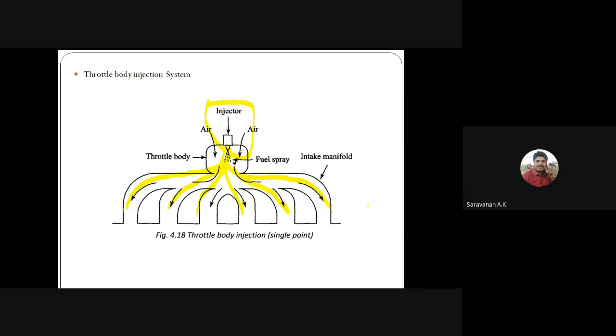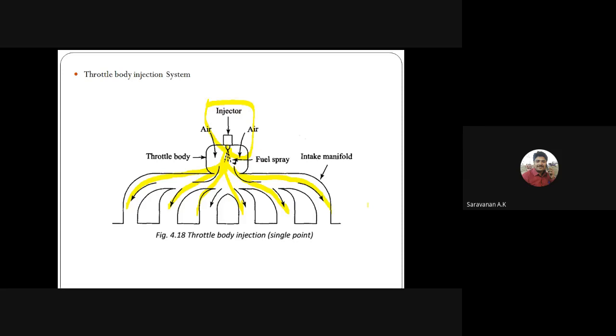Whether it is port injection or throttle body injection, the system may work in a pulse system or a continuous system when the fuel has to be injected. In both systems, the amount of fuel and air injected depends upon the engine speed and the power demands, that is the engine requirement.